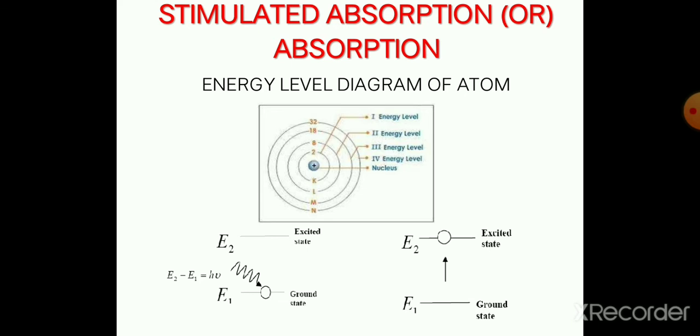The stimulated absorption rate depends upon the number of atoms available in the ground state and also on the energy density of photons. The stimulated absorption rate is directly proportional to the number of atoms in the ground state and also directly proportional to the density of photons.